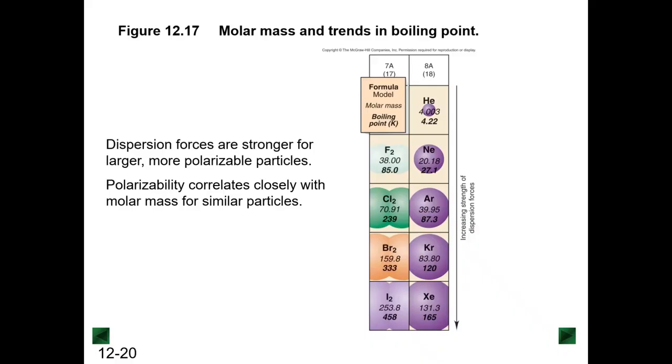And the forces increase as the size of the molecule increases. So as we go from fluorine at 85 Kelvin to chlorine at 239 to bromine, which is a liquid at room temperature, 333 Kelvin, and iodine is a solid at room temperature, its boiling point is 458 Kelvin. And these all increase continuously as the molar mass of the molecule and the size of these molecules increases.